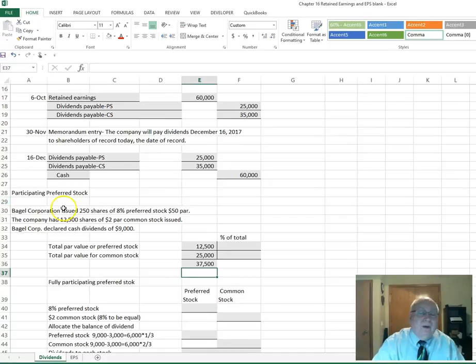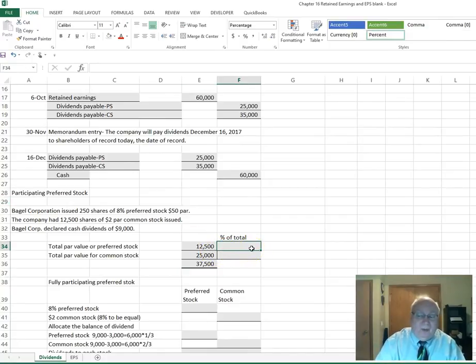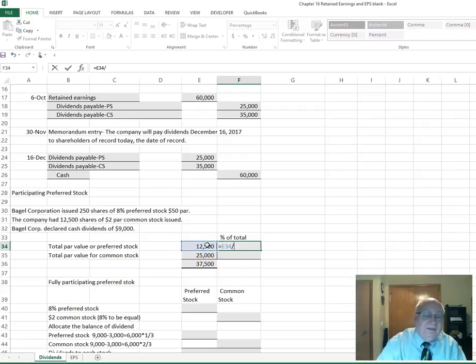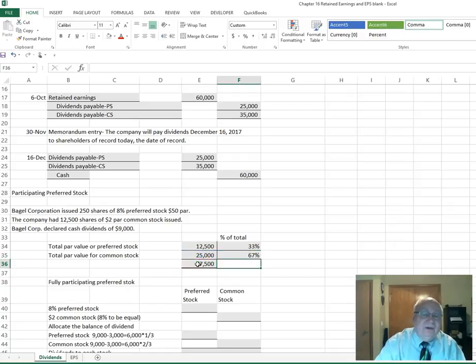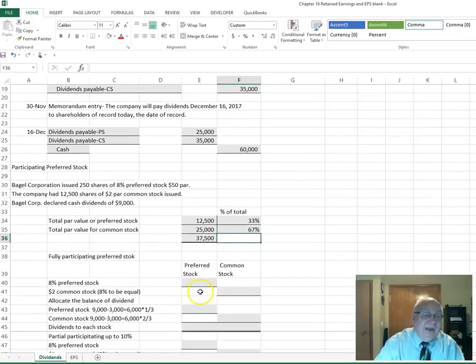Now we want a percentage of total. What percent do these contribute to the total par value? To do that, we take 12,500 divided by 37,500, which is actually 1/3. And this one is 25,000 divided by 37,500, which is 67%, which is actually 2/3, because that's what it actually is. Okay.